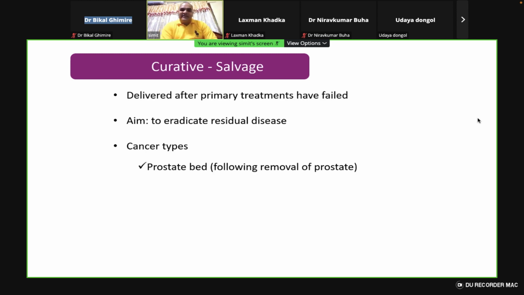The salvage is when radiation therapy was not the initial plan, but after the initial treatment, the patient has residual disease, then we give radiation for the curative intent. That's called salvage therapy. So it's basically to eradicate residual disease. One common example is prostate following radical prostatectomy. If there is residual tumor or PSA is high, then we give salvage radiotherapy to the prostate.